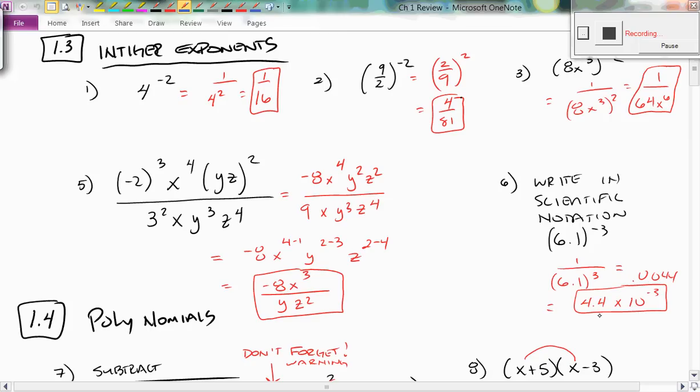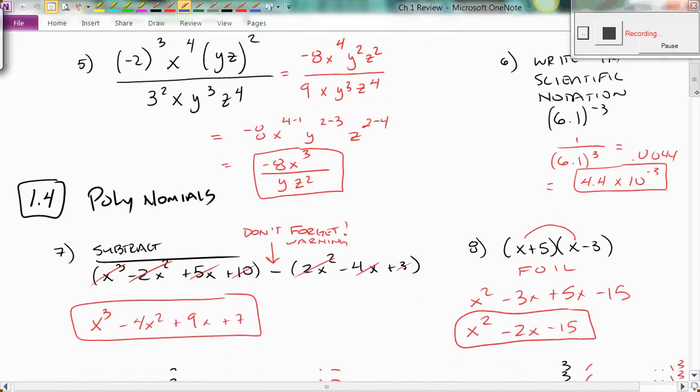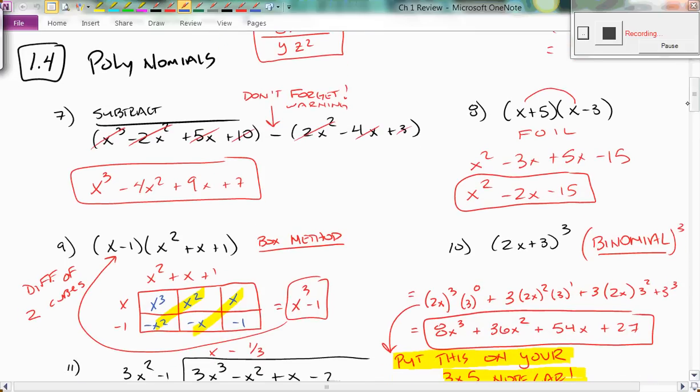So in scientific notation, you have 4.4 times 10 to the negative 3. Make sure you make it negative there. Let me slide down a little more. Okay, polynomials. When you are subtracting polynomials, please do not forget the warning here. Okay, don't forget the warning, which means you need to subtract inside the polynomial to the right.